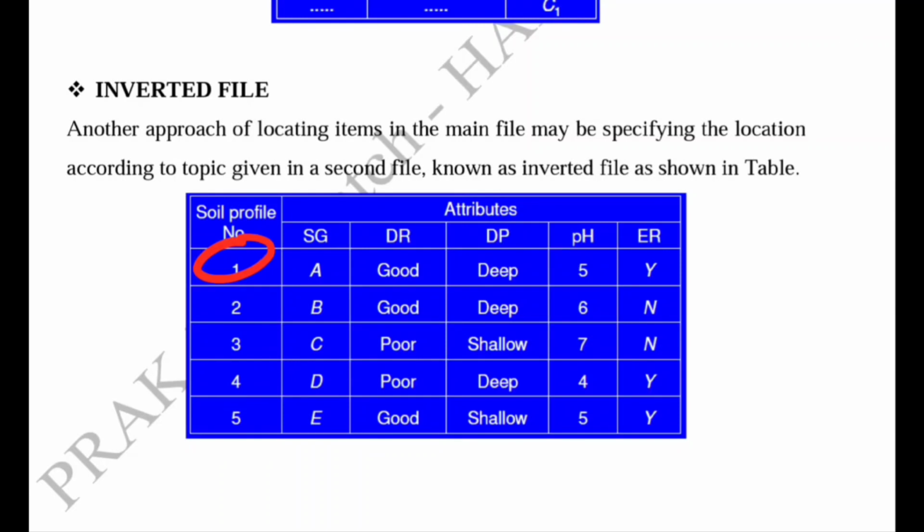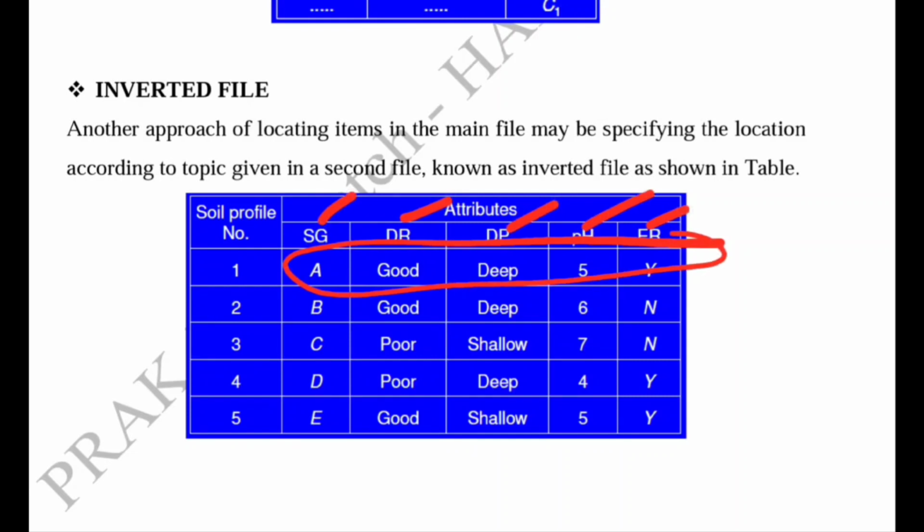In this case, if we want to search for depth, the deep soils are A, B and D, and pH may vary or may be similar, like pH 5 are of soil profile numbers 1 and 5, or we may say soil groups A and E. And if we want to see erosion, there are three types of soils that have erosion: A, D and E. So all these attributes, 1, 2, 3, 4, 5, these 5 attributes are linked to soil profile number 1. So many attributes can be linked to a single entity.